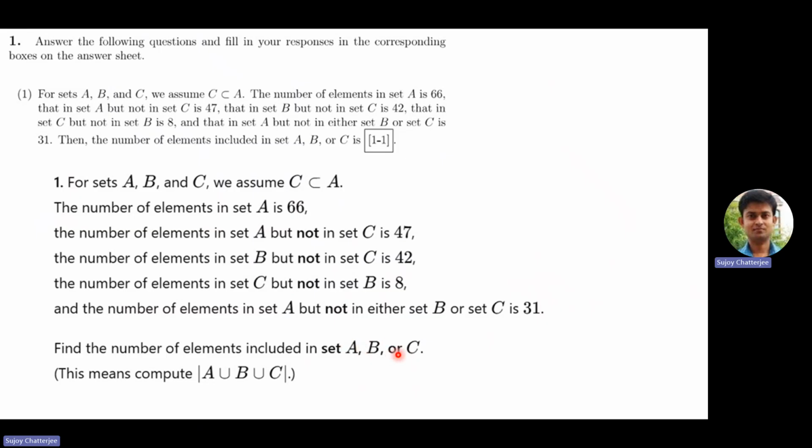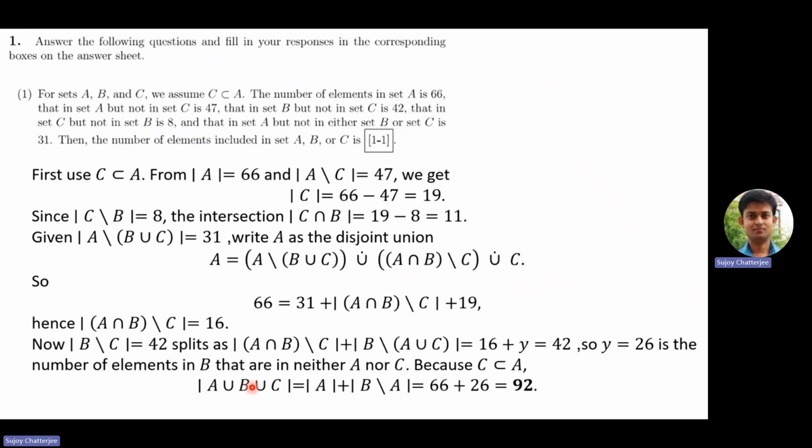So A, B, or C, what does that mean? That means A union B union C. So you have to find the number of elements present in A union B union C. So using all these given conditions and applying the concepts and formulas of set theory, you have to arrive at the value of the number of elements of A union B union C. So first we start with the given condition that C belongs to A. That means whatever is there in C is also part of A.